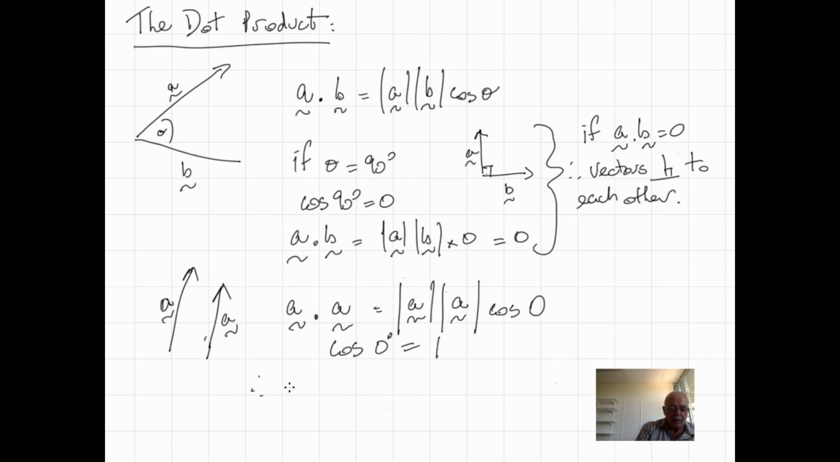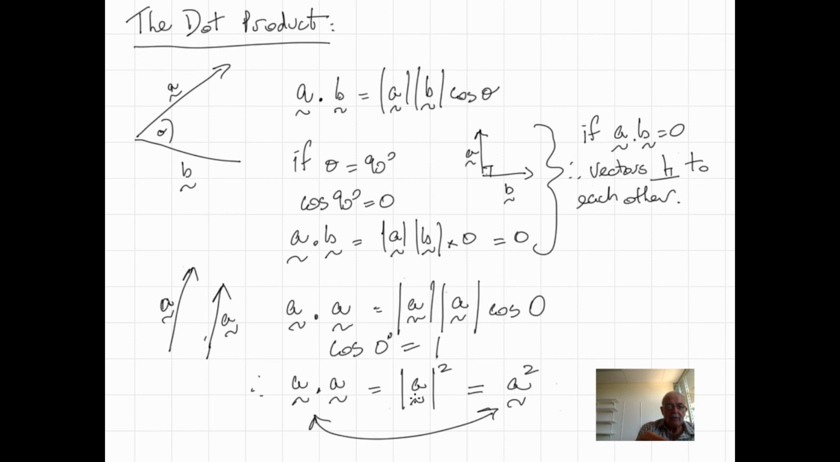So therefore we can say that a vector dotted with itself will be equal to the absolute value, or the length, or the magnitude, whatever you like to call it, squared, because cos of 0 is equal to 1. Now that can also sometimes be written as that. So those two mean exactly the same thing, and it's just equal to the magnitude of the vector squared.